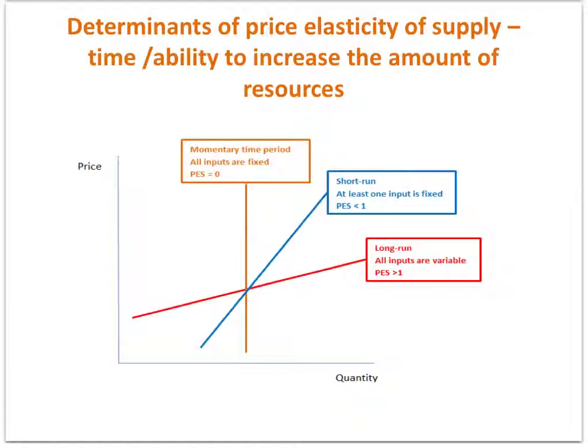In the short run, at least one input in production process is fixed, and that fixed input will limit producers' ability to increase production, so supply will be inelastic. In the long run, all inputs are variable, so in the long run, supply will be elastic because producers will have better ability to respond to a change in price.